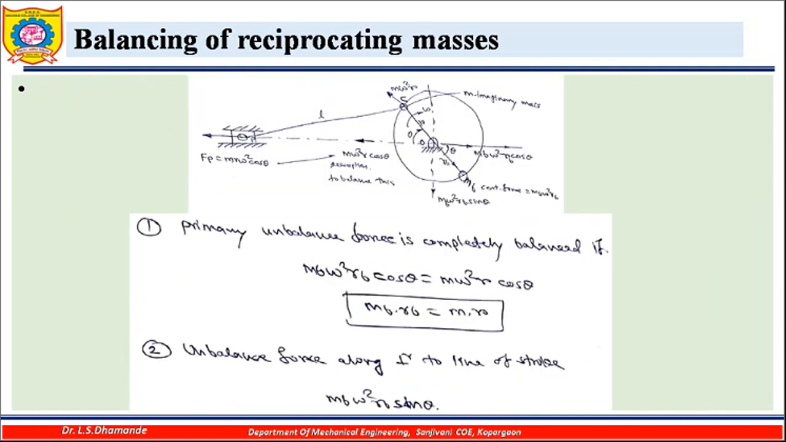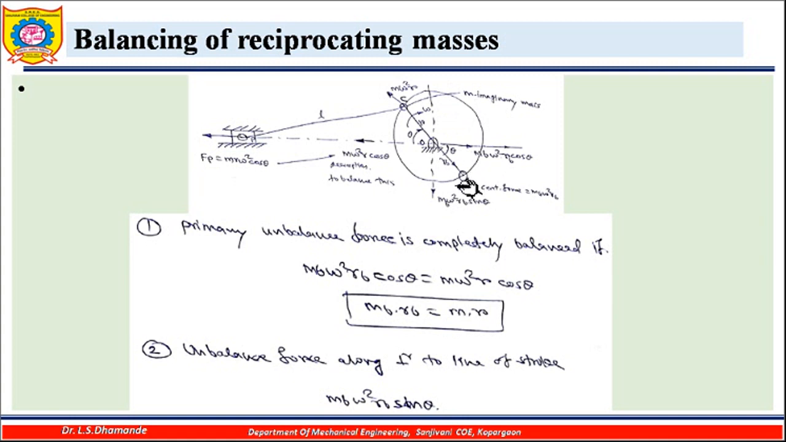And now we will see how we can try to balance. Suppose this particular reciprocating mass is acting over here, producing a force of m omega square r, whose component along the line of stroke will be m omega square r cos theta, and perpendicular to the line of stroke there will be m omega square r sin theta. That component will be there.